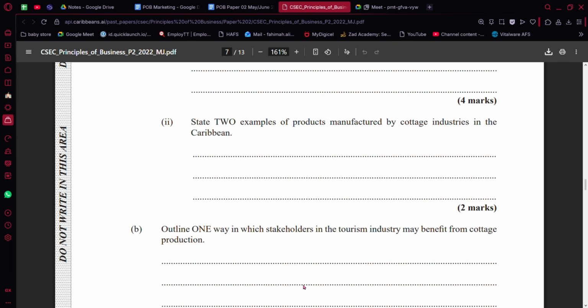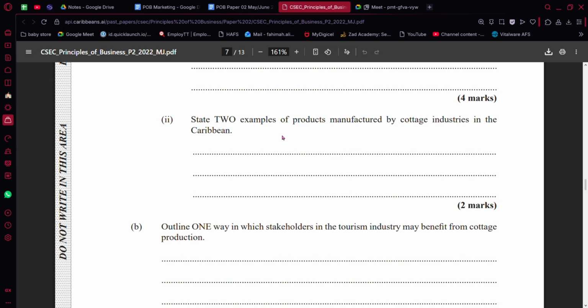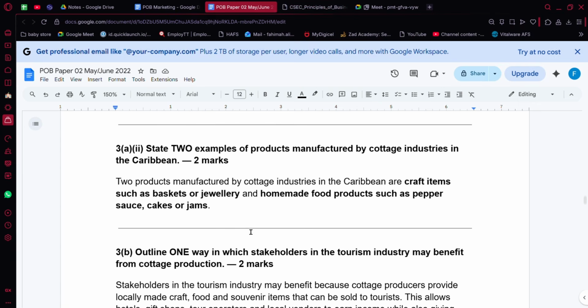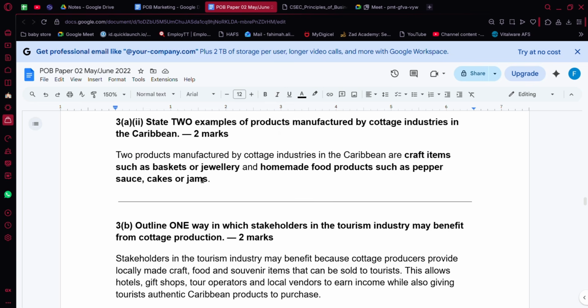Next question. State 2 examples of products manufactured by cottage industries in the Caribbean. 2 products manufactured by cottage industries in the Caribbean are craft items such as baskets or jewelry, and homemade food products such as pepper sauce, cakes, or jams.